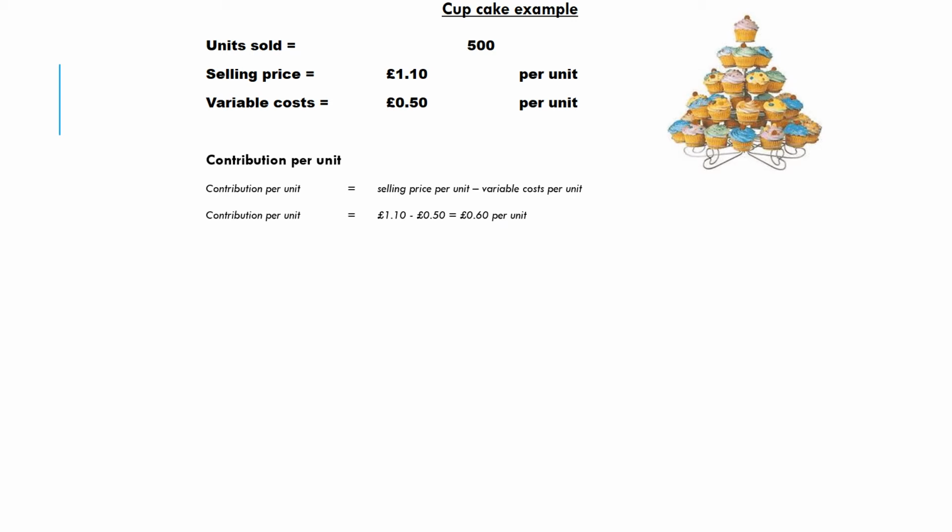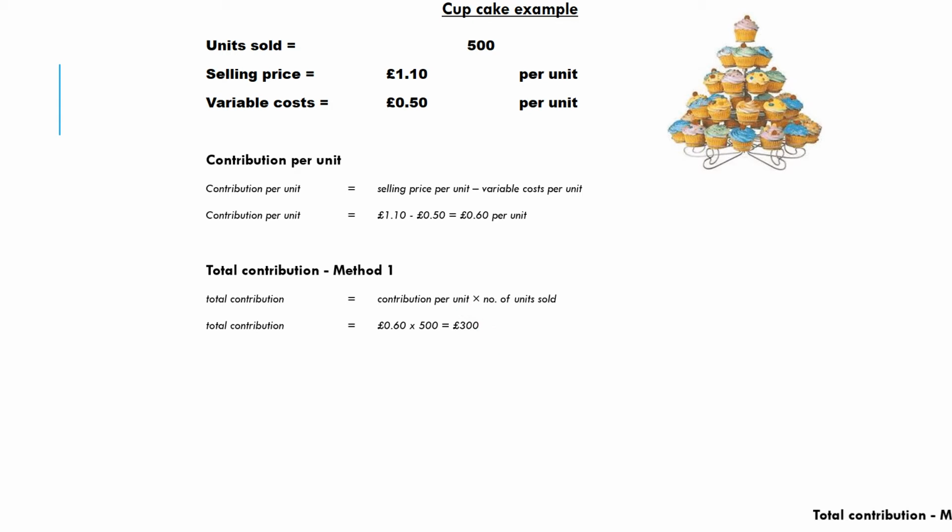But we don't sell just one cupcake. No, we're a hungry lot here. We've sold 500. So what would be the total contribution? Well, for the total contribution, we can use method 1 to start off with. The total contribution is the contribution per unit multiplied by the number of units sold. Our contribution per unit we've calculated as 60p, and if we sell 500 cupcakes, our total contribution is £300. The college canteen has generated £300 before paying off any fixed costs.